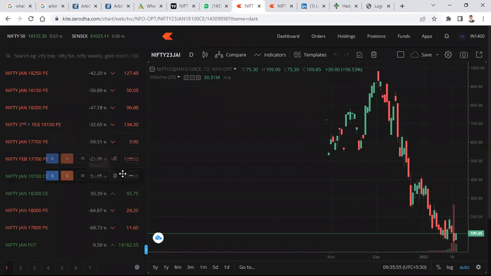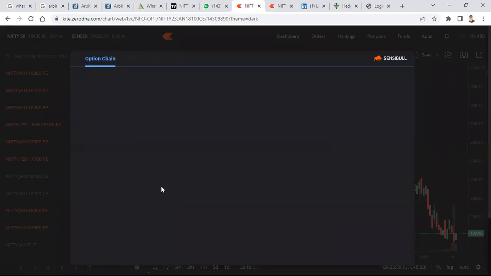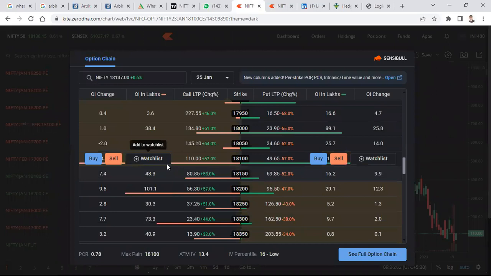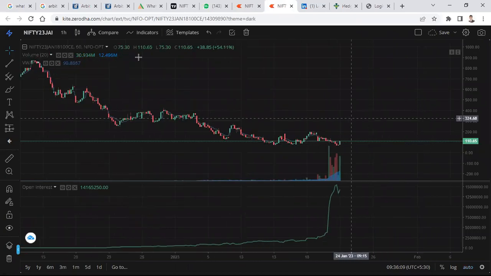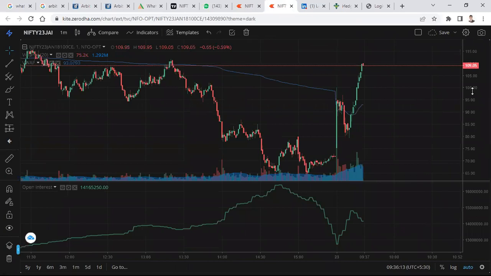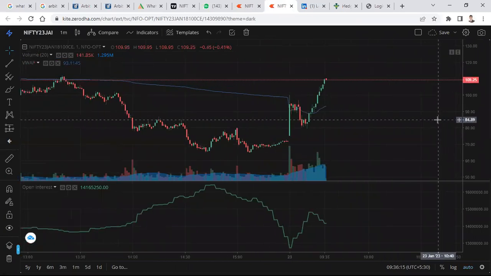Which is the most active option chain today? If you right click here and click on the option chain, you have 18,100C, which has the maximum call open interest and also the put open interest. So I have opened 18,100 and I am tracking this on a smaller time frame. Well, as I said, it will create a lot of traps on most sides.